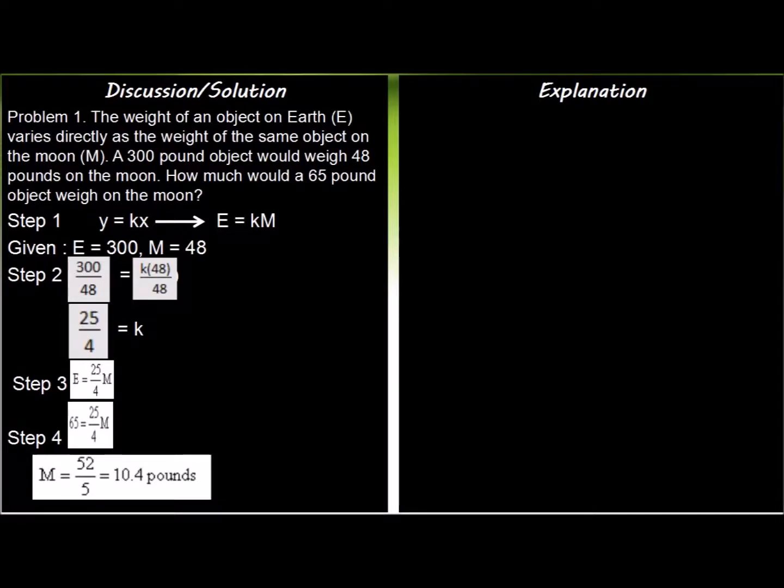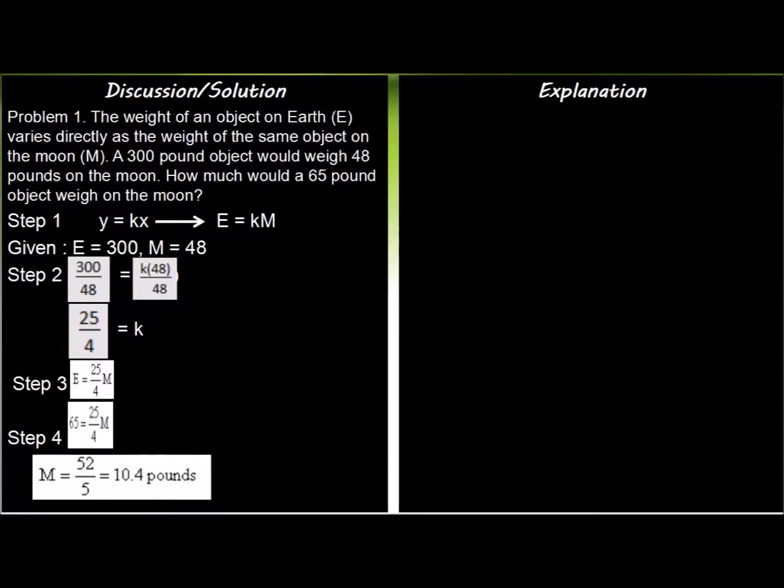So again, in problem number 1, the weight of an object on Earth, E, varies directly as the weight of the same object on the Moon, m. A 300-pound object would weigh 48 pounds on the Moon. How much would a 65-pound object weigh on the Moon? So the formula is y is equal to kx, denoted by E is equal to km. The given are E is equal to 300, m is equal to 48. Substitute the given to the formula.